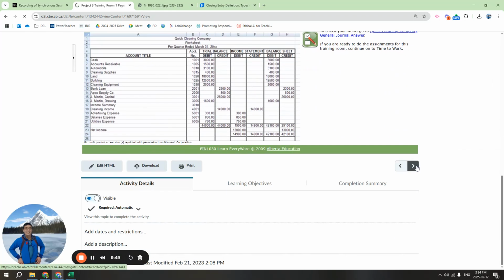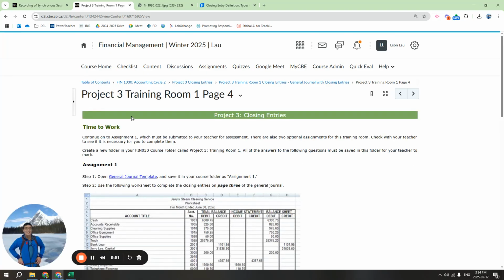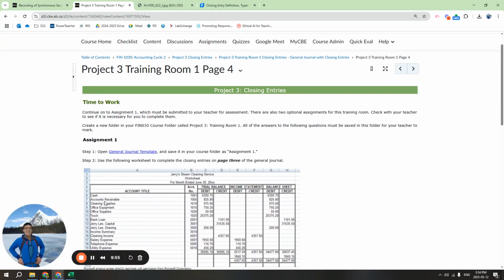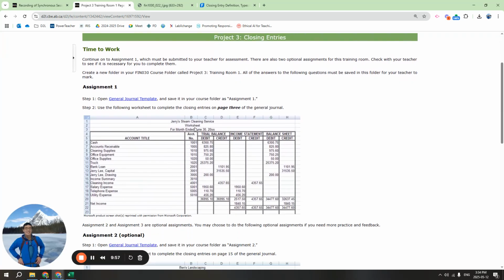Okay, so that was training room 1, time to practice. On page 4, it is time for your assignment, and you're going to close out the entries for Jerry's steam cleaning service for the year ending June 30th of this year, 2025. And he has income, cleaning income, so 1 revenue account, 3 expense accounts, and he also has a drawing account.